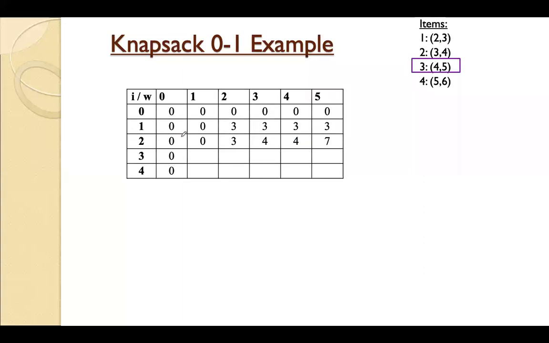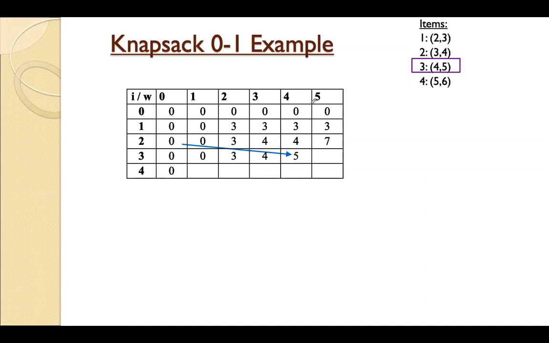When you go to third item, this value will be 0. Again, weight equal to 2 means 3 only. Weight equal to 3 means 4 only. So these three values will keep the same, 0, 3, 4. But when weight is equal to 4, we got a new item with profit 5. So I will write that 5 for weight equal to 4.